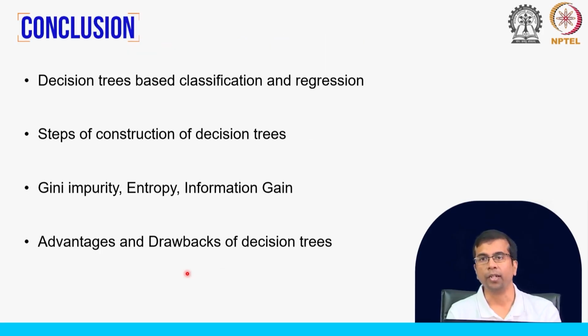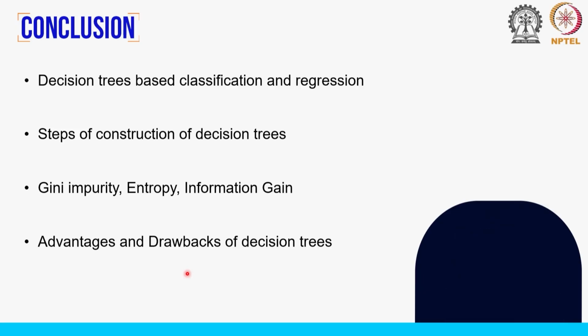Just to summarize, we can make classification and regression models based on decision trees, and we have talked very briefly about the steps of construction of decision trees. We have talked about the measures of gene impurity, entropy and information gain, and in the next class we will talk about the advantages and drawbacks of decision trees, along with some hands-on application of decision trees on real data sets.